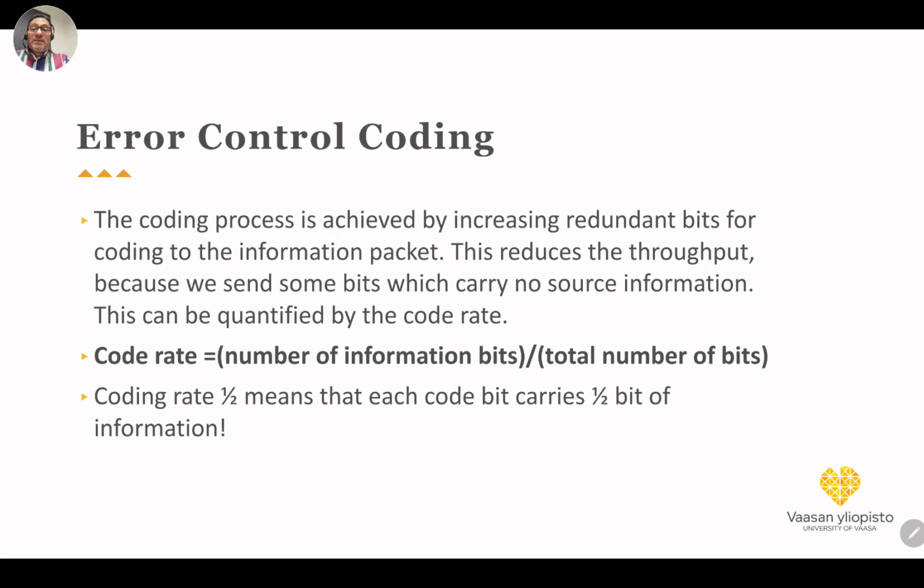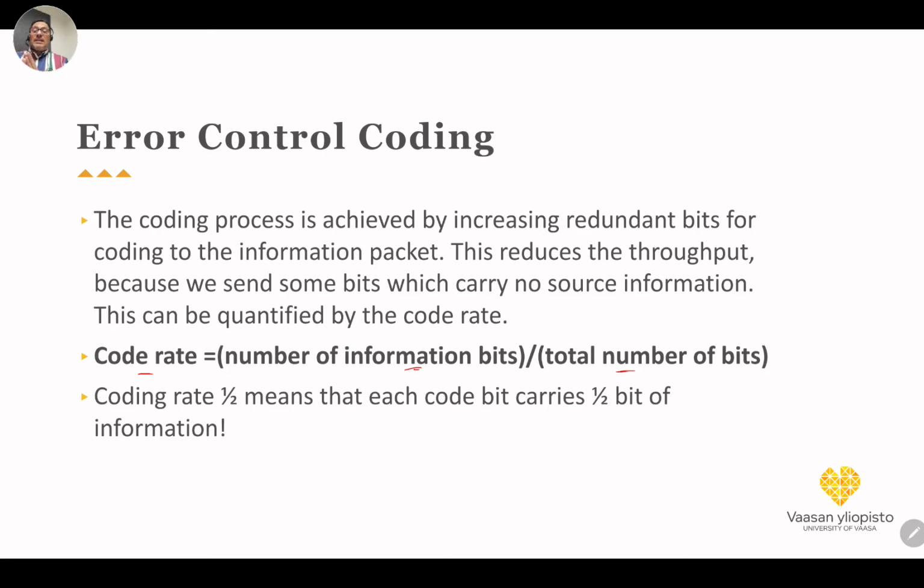We call this the code rate. The code rate is the number of information bits divided by the total number of bits. In case we don't add any coding bits or redundant bits, of course the code rate will be 1. But assume that we have 5 information bits per block, and we add 5 redundant bits for the coding, then the total number of bits per packet will be 10 bits. In that case, the code rate will be 5 divided by 10, which is a half.